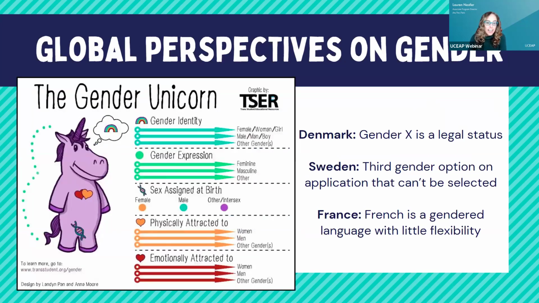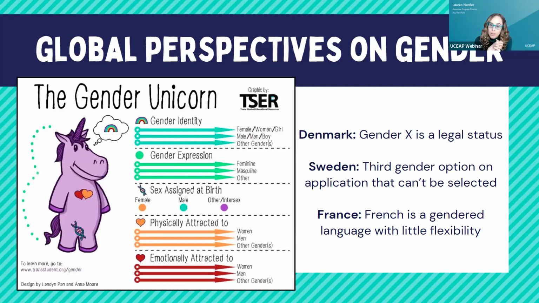On this slide, we've included the image of the gender unicorn. This is an image from transstudent.org that provides a visual representation of gender identity, gender expression, sex assigned at birth, and physical and emotional attraction. Whether or not you've seen this specific image before, you may have had exposure to these terms and concepts and may have participated in conversations about gender as it relates to these ideas.